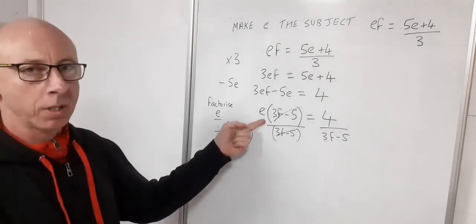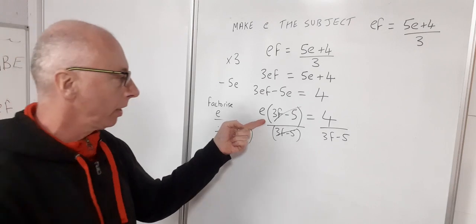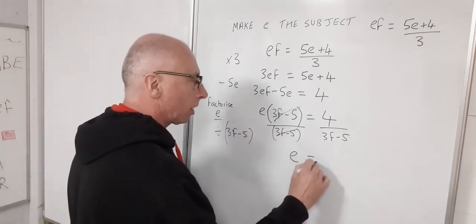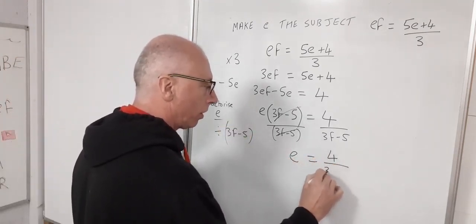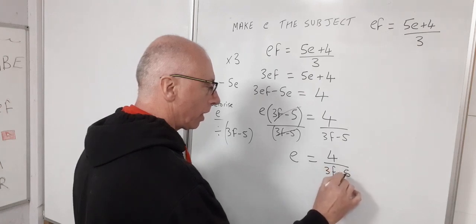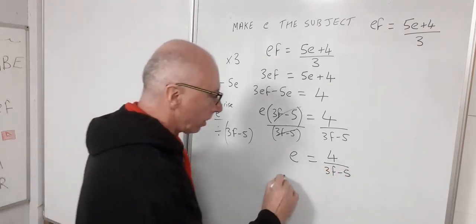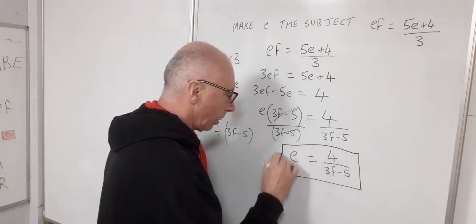But now my end goal was to get E on its own, which I've now accomplished. So now I've got E equals 4 over 3F minus 5. And that is a good place to stop.